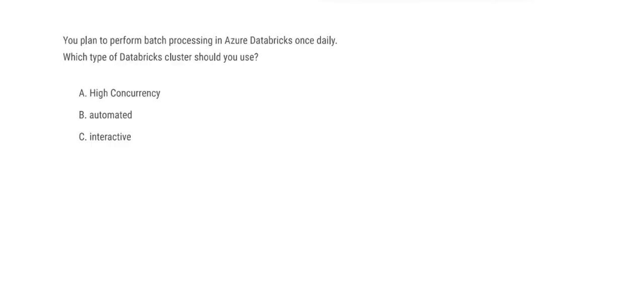You perform batch processing in Databricks once daily. You have a big Databricks cluster. Batch processing means this is not real-time data. You have millions of records residing somewhere, for example, Twitter data. In a day, there may be millions and billions of tweets. You take that and process it in Databricks once daily.